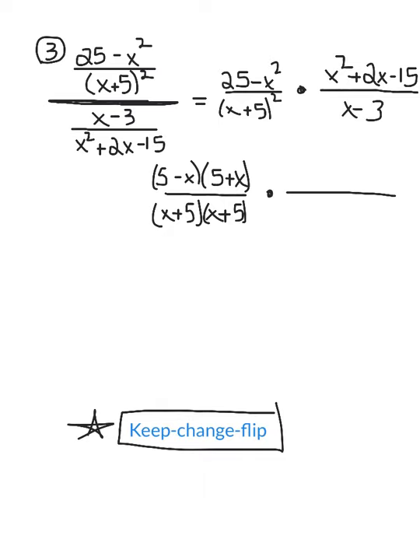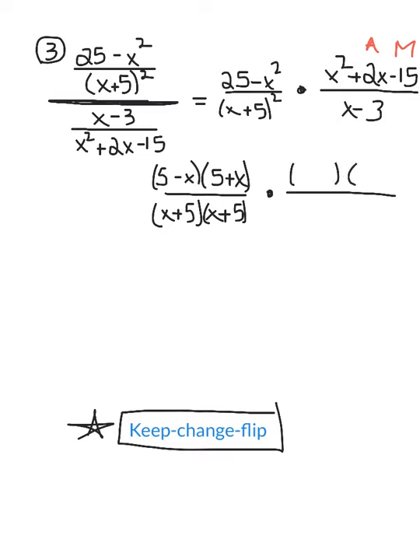Let's look at the second fraction now. Now the second fraction, we have a trinomial here. So we want to think about what adds to 2 and multiplies to negative 15. So what adds to 2 and multiplies to negative 15?